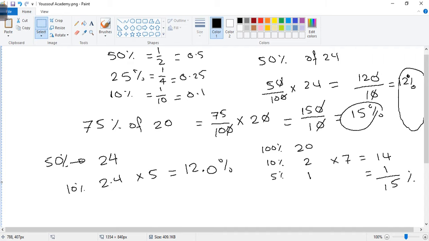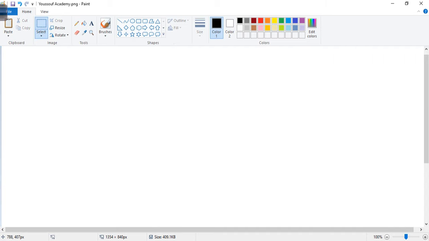Okay, let's have another working of percentage without calculator. For example, if he says work out 17% of 200, it will be 17 over 100 times 200. The 20 cancels 20, and 2 times 17 is equal to 34.